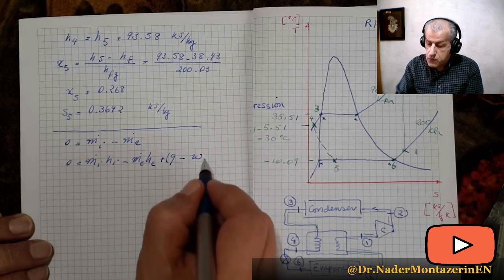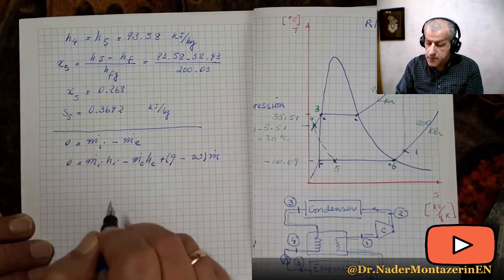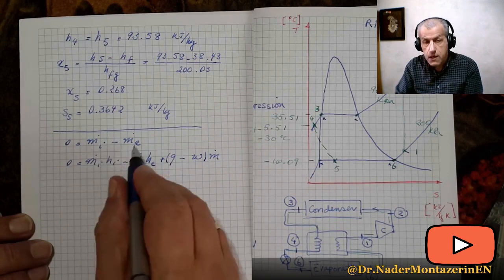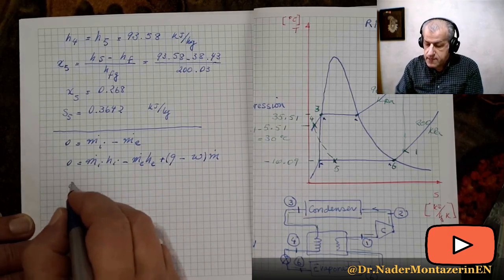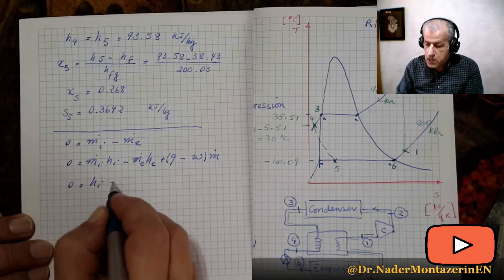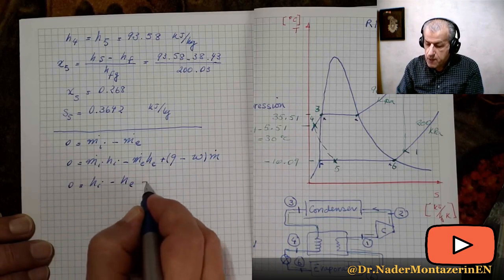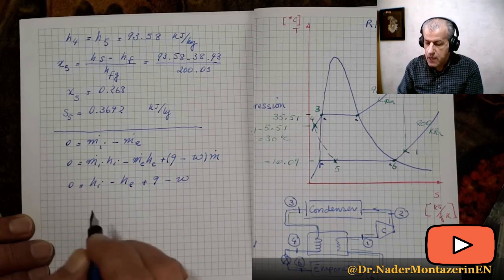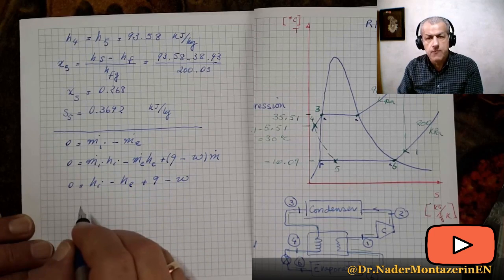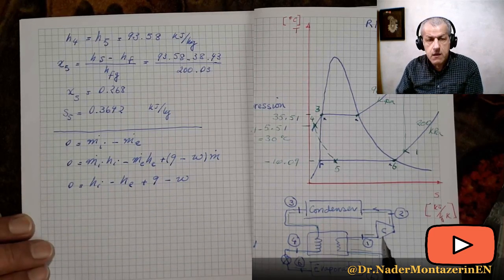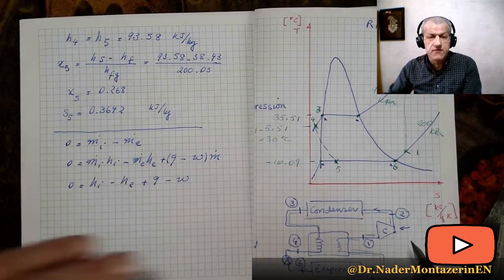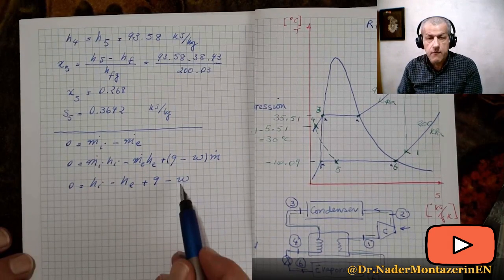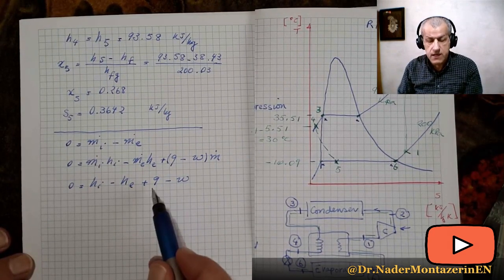And also we have to multiply this by m dot, which is either m dot I or m dot E. Divide everything by m dot, and 0 would be hi minus he plus q minus w. Now, how do we use this equation? If we have a compressor, we do work, and heat transfer is 0. So we have work and no heat transfer.